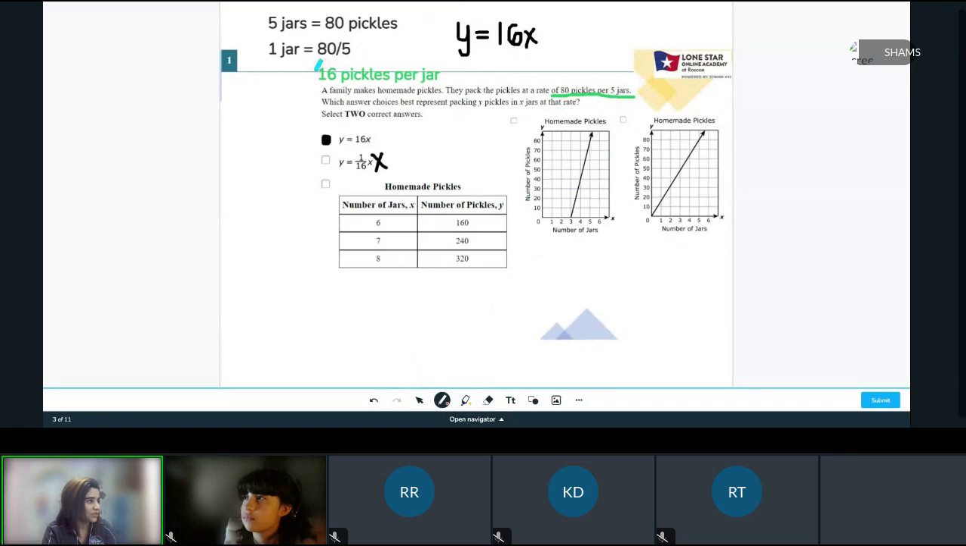So 1 jar will have 16 pickles. One jar should have 16 pickles somewhere here, but this is not what the graph is saying. Let's look at the next graph. For 1 jar, it goes up to almost 16, and for 5, notice that it goes all the way up to 80. So we can say this is correct.